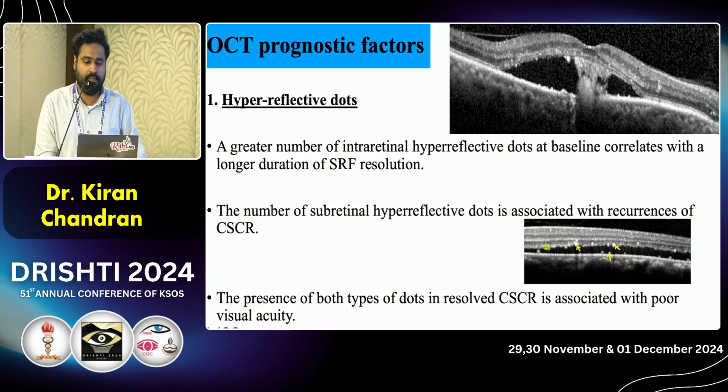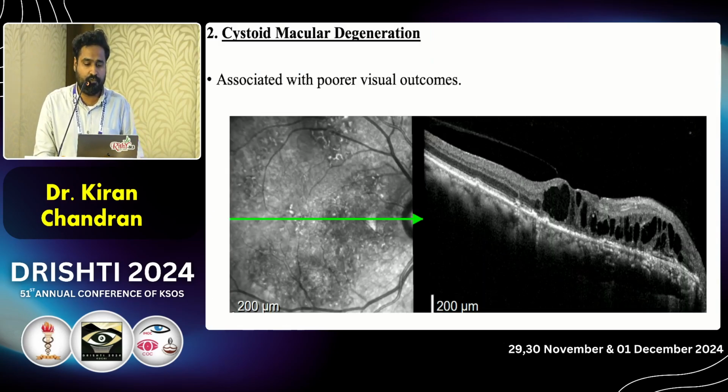It can be either in the inner retina or even the subretinal layers. So the above figure shows hyperreflective dots in the inner retina as well as subretina and even overlying the RPE. And the bottom figure mainly confines to the photoreceptor plates and above the RPE. So the presence of these dots, as I mentioned, are indicators of poor visual acuity and chronicity. Cystoid macular degeneration, large cystoids can be seen. These are degenerative cystoids and are associated with poor visual outcomes.